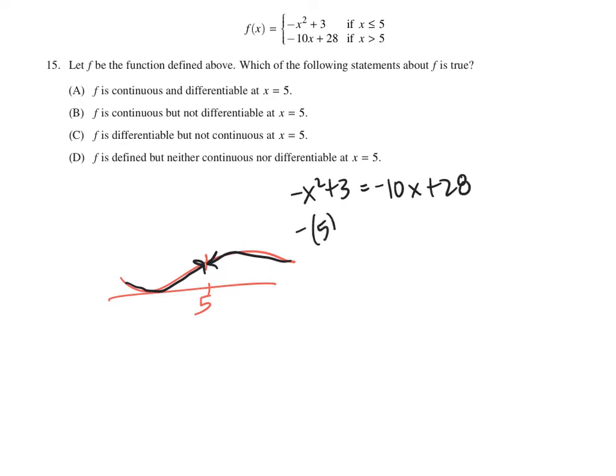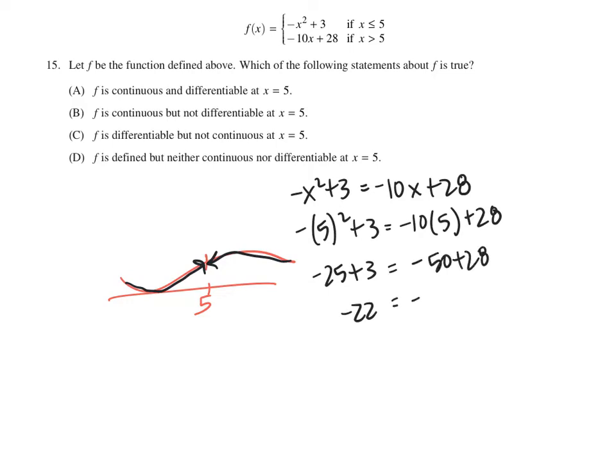So when I plug in a 5 for my x, I've got negative 25 plus 3 is negative 22. And I'd have negative 50 plus 28, what do you know, is also negative 22. So it is definitely continuous. So I like A and B. I do not like C, and I do not like D.